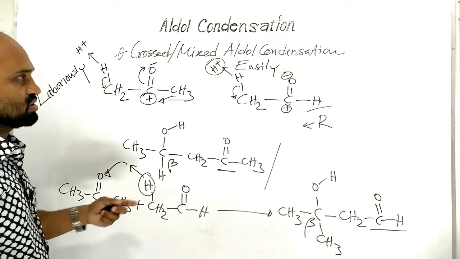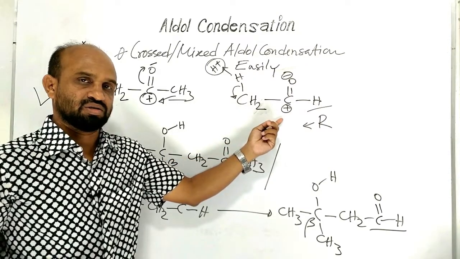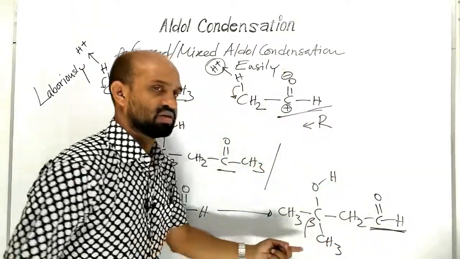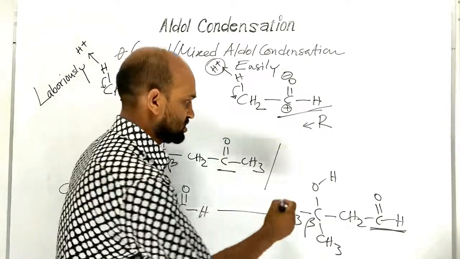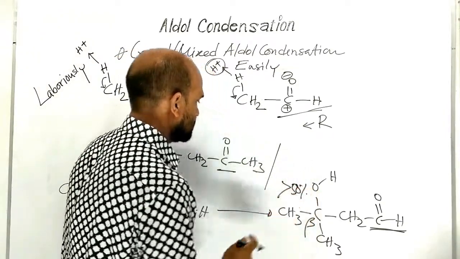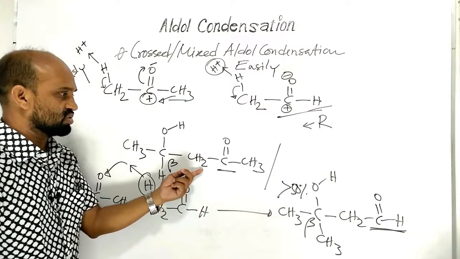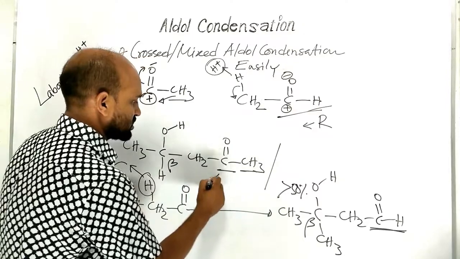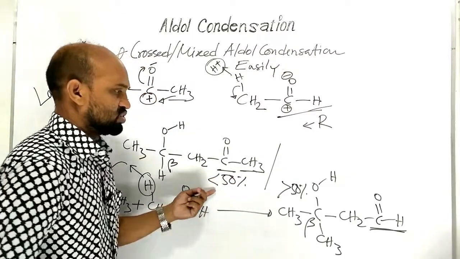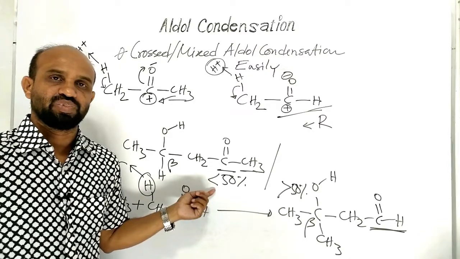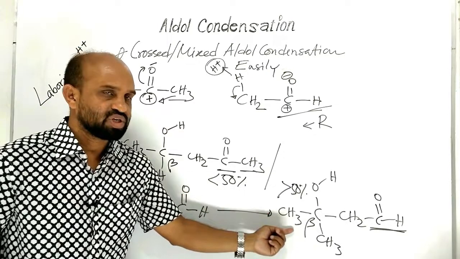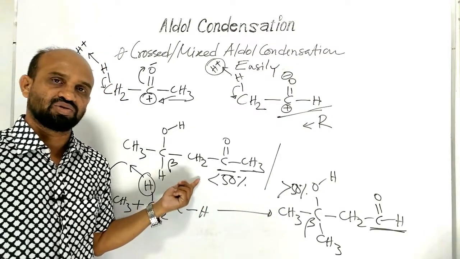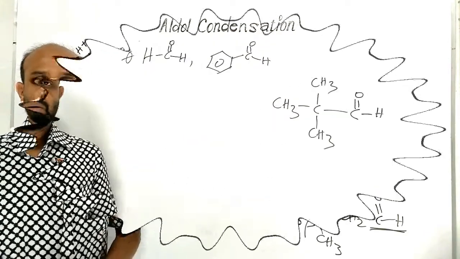Because of this, the product, that is beta hydroxy aldehyde, is the major product, which is more than 50%, and beta hydroxy ketone, because of this alkyl electron donor group, becomes less than 50%. So in this crossed or mixed aldol condensation, beta hydroxy aldehyde is the major product and beta hydroxy ketone is the minor product.